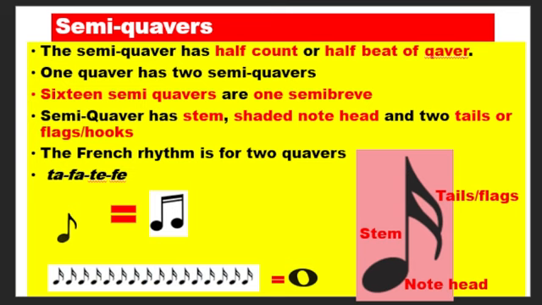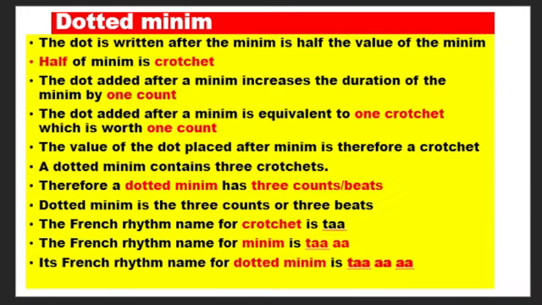Now the semiquaver, that's the new note. The semiquaver has half the count of the quaver. So 1 quaver has 2 semiquavers. The 16 semiquavers make 1 semibreve. The semiquaver has a stem, hook, and the head. It has two flags or 2 tails. So let's talk about now the dotted minim. It's another new note.